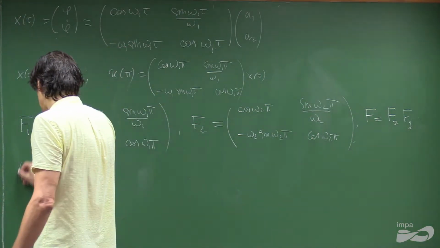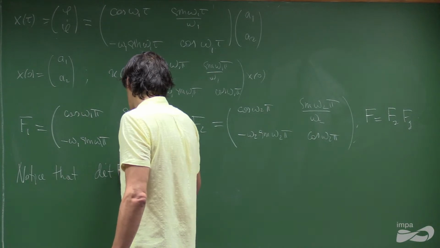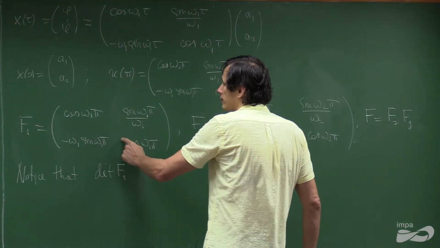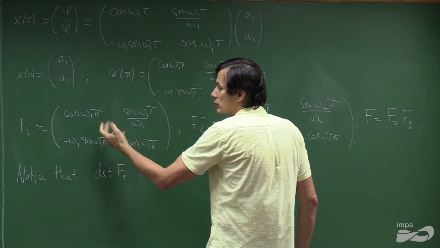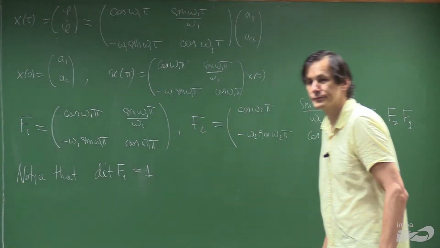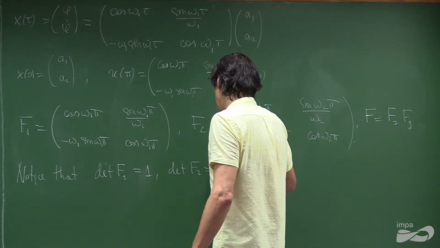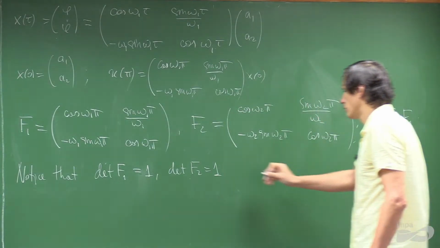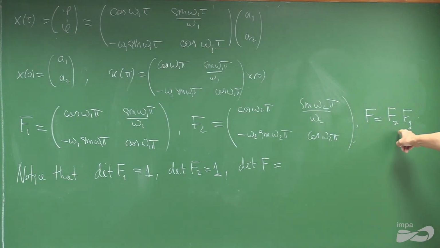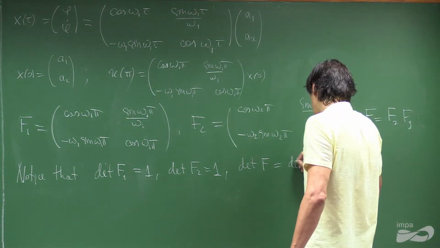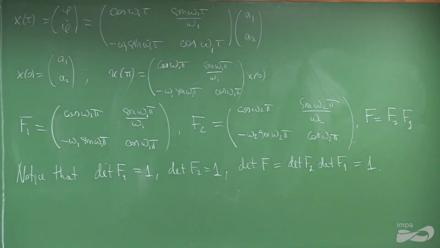So what you can notice is that if you take the determinant of matrix S1, what do you get? You get cosine squared plus, because it's minus, so it will be plus, omega 1 cancels, so it will be plus sine squared. So cosine squared plus sine squared, which is 1. And it's just the same for the other. Determinant F2 is 1. And then you have to remember from linear algebra that the determinant of a matrix product is the product of determinants. So it's determinant F2 times determinant F1, which is, again, 1. So all determinants are 1.